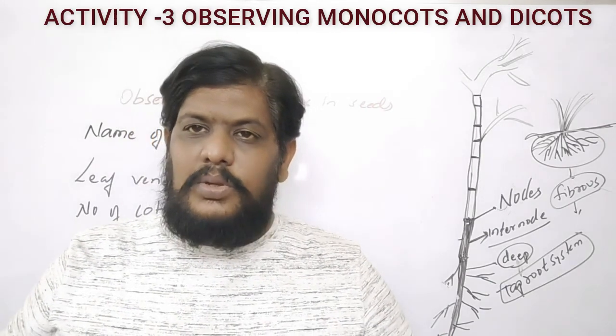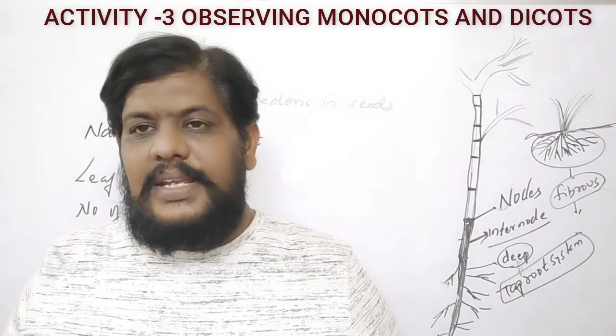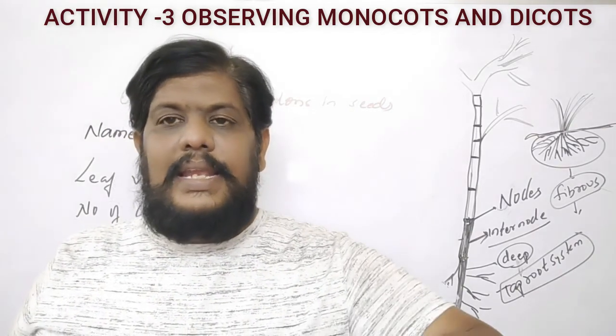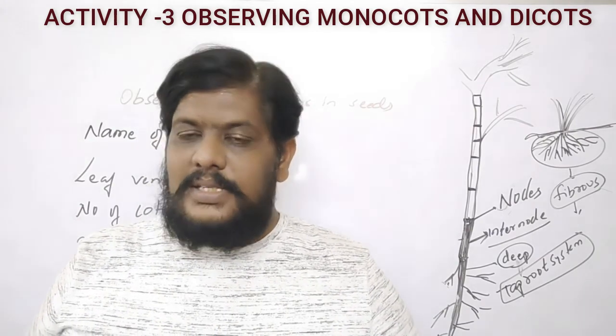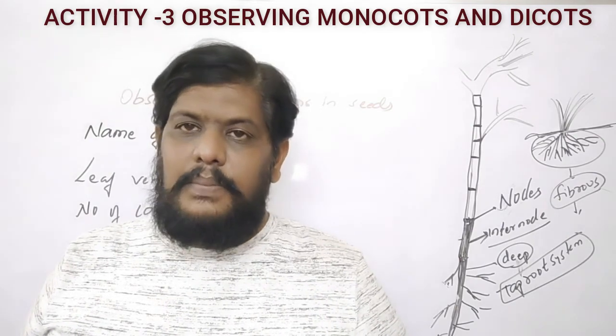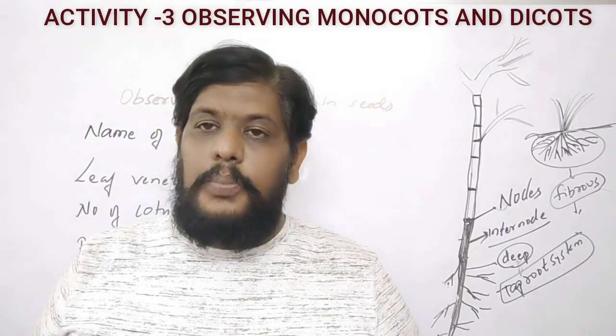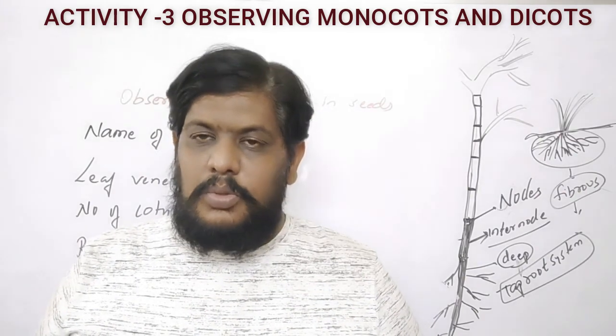So by this we come to the end of the diversity in plants. By these 4 to 5 activities, what we can learn is that there is a great diversity in the plants. That is how all these experiments will help us to know the diversity in the plants. So children, hope you all understood today's topic, and we'll see you tomorrow.